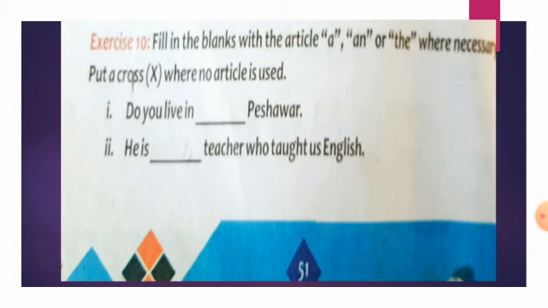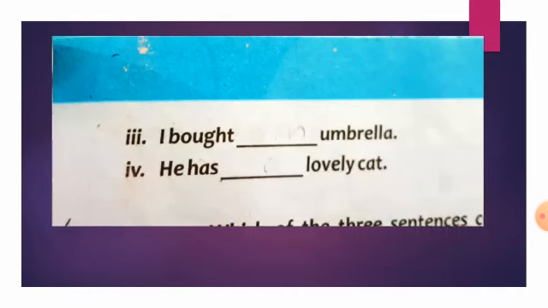Number 2, he is dash teacher who taught us English. Now they are specifying a person: he is the teacher who taught us English. When you are specifying something and giving particularity, then you use the. You are talking about the specific teacher who taught you English. So he is the teacher who taught us English.